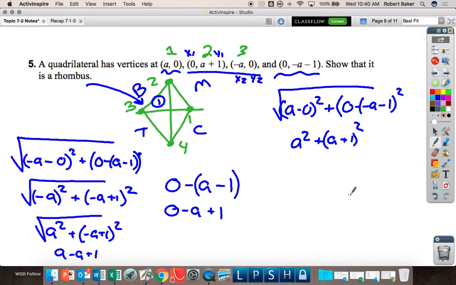Alright, did you get a plus 1 right here? Yes. So this would be a plus 1, which should be 2a plus 1. I got 2a plus 1. Oh, you know why? So this would be 2a plus 1, 2.